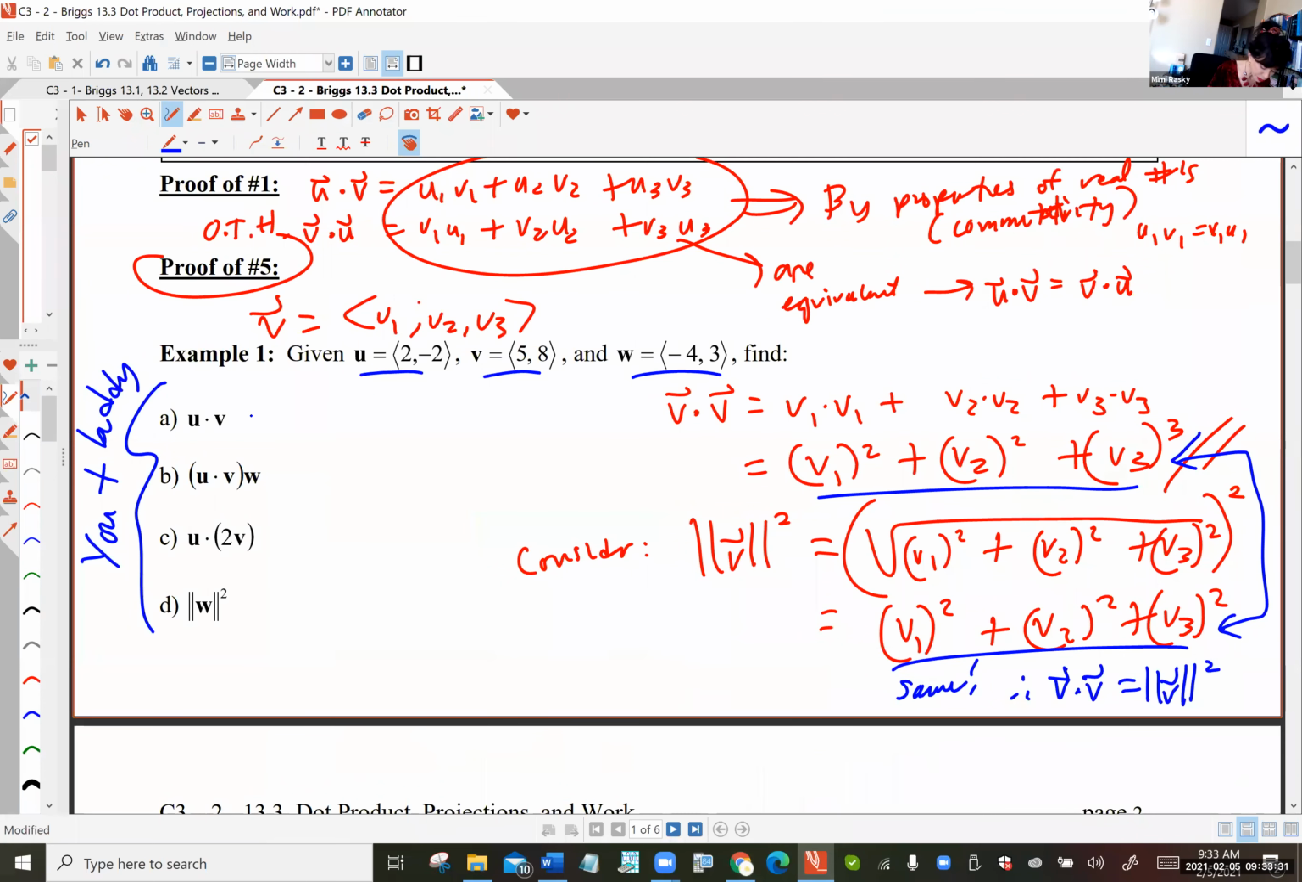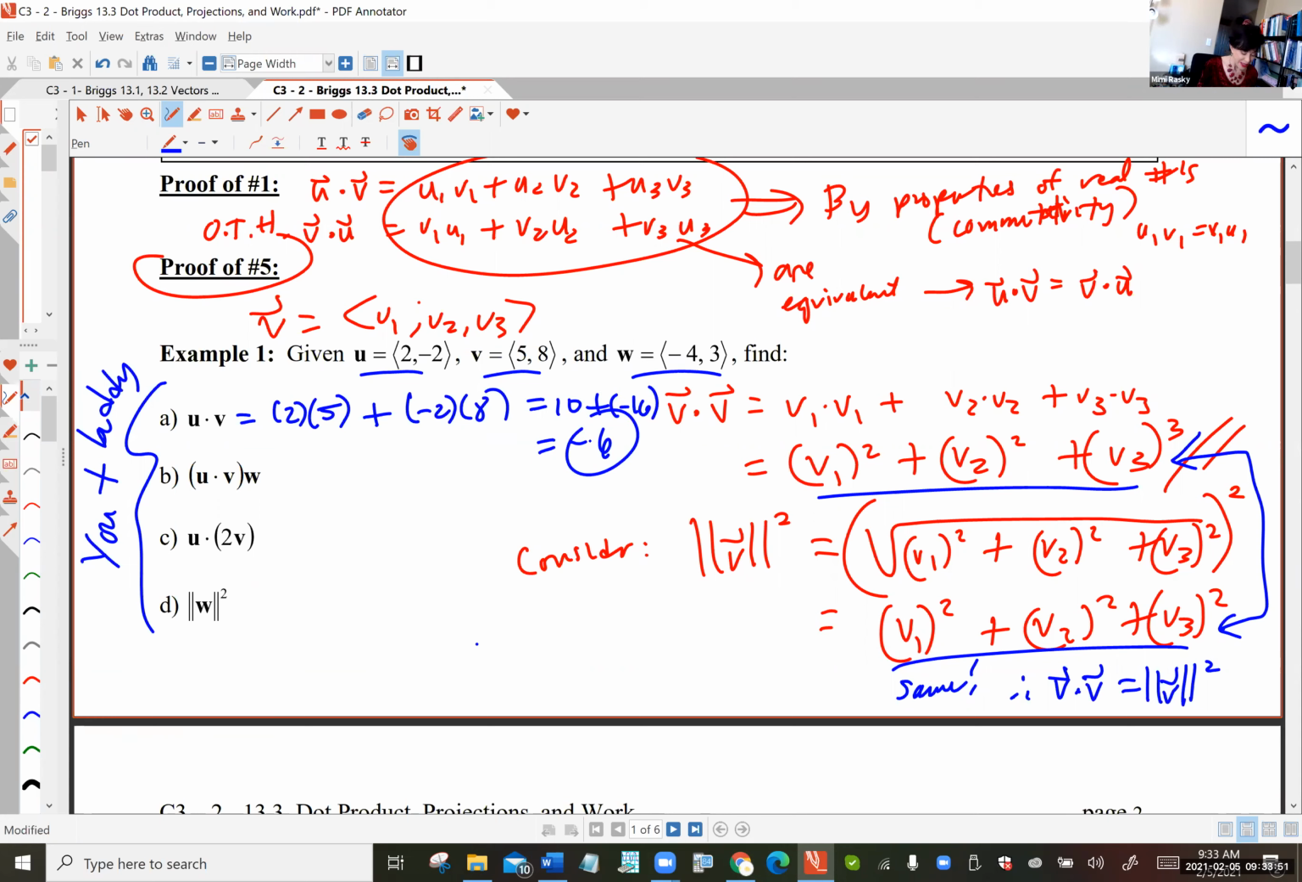All right, I think most of you got u dot v, and so all you did was multiply the x components and then add that to the product of the y components. And what the heck is 10 plus negative 16? Well, negative 6. So you got an answer of negative 6, yes?